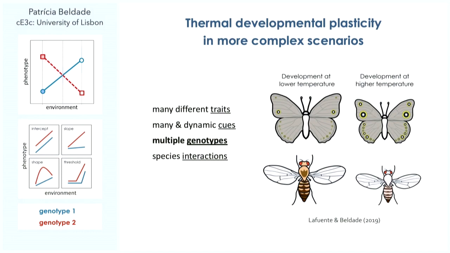It doesn't need to be this extreme, right? You can just have different slopes of these reaction norms. That is an indication that different genotypes are responding to environmental conditions in different manners. So there's a difference in plasticity. And again, Benjamin illustrated this really well.